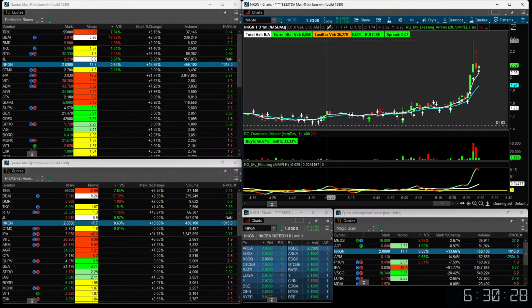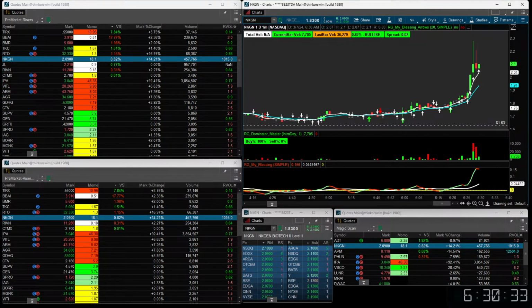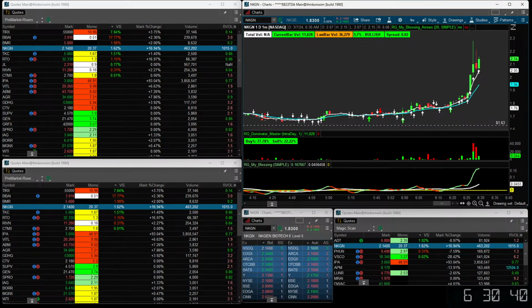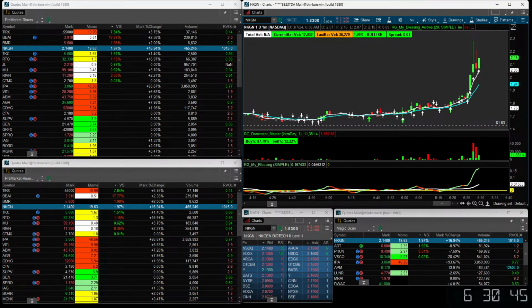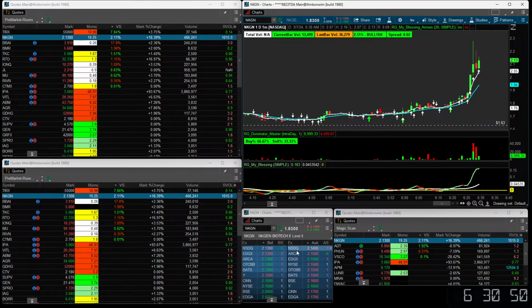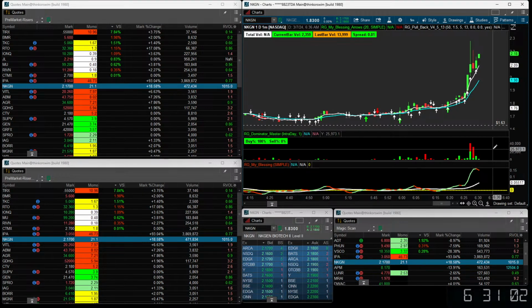Not seeing a bunch of volume on it. Watching the dominator bars, we've had 2 red ones, 1 short green one. We need higher volume. Could be a slow crawler up.